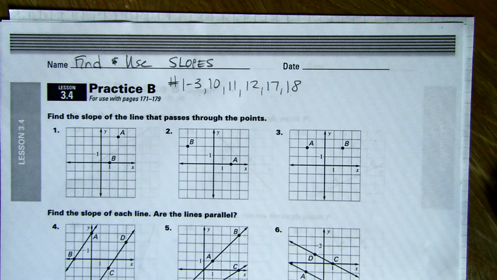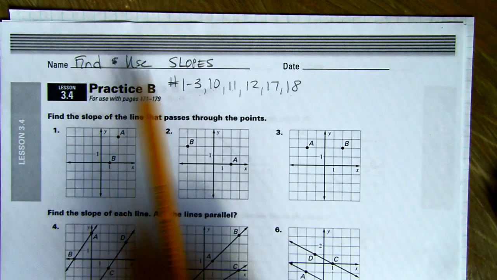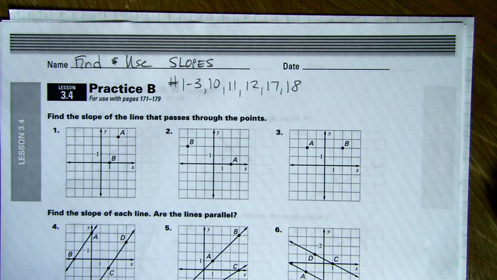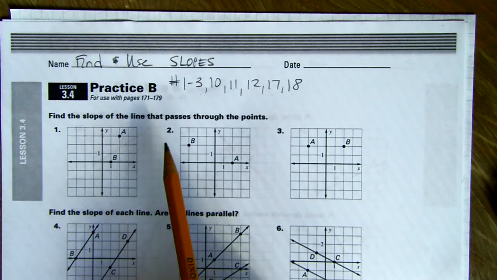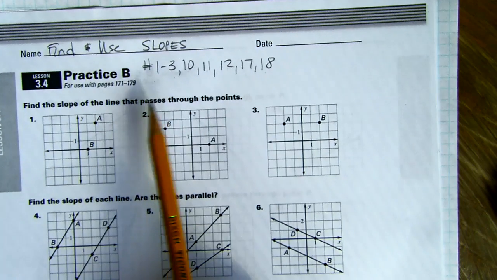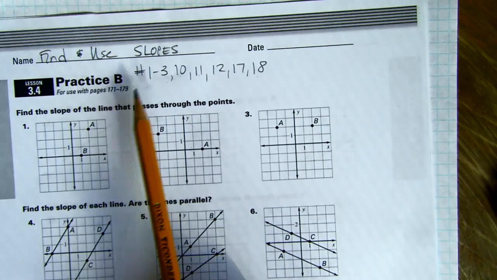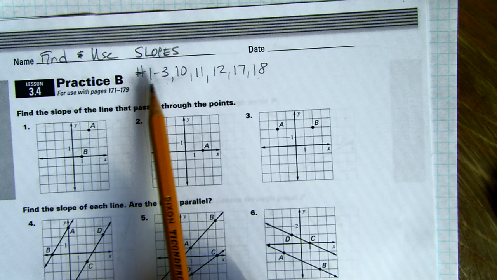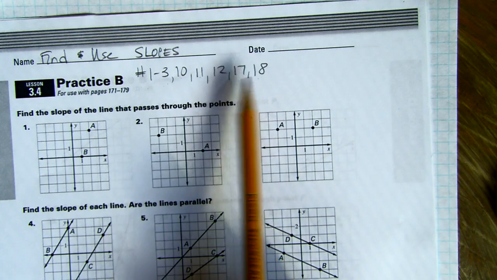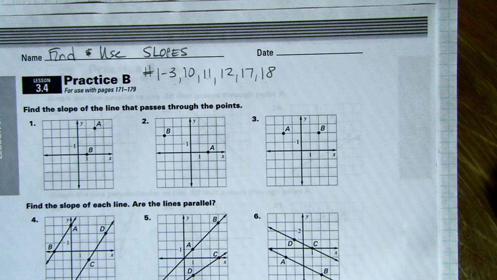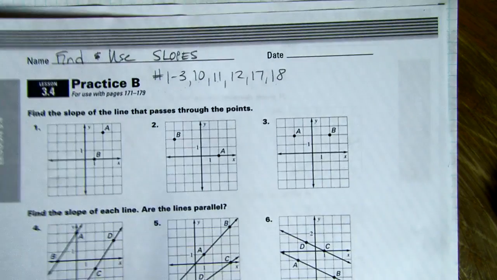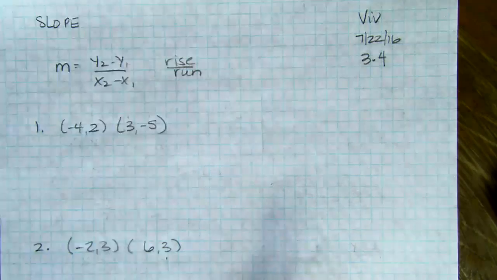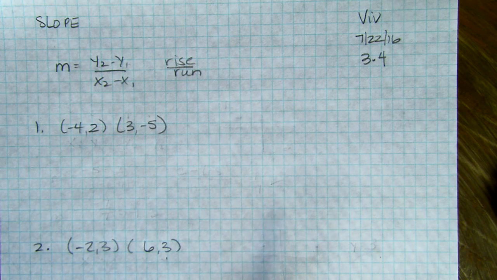All right, section 3.4 for geometry is about finding and using slopes, which should be relatively familiar to you. If you've taken Algebra 2 as well as Algebra 1, it should be even more familiar to you. You should do numbers 1 through 3, 10, 11, 12, 17, and 18. And this is really very much about recording carefully.